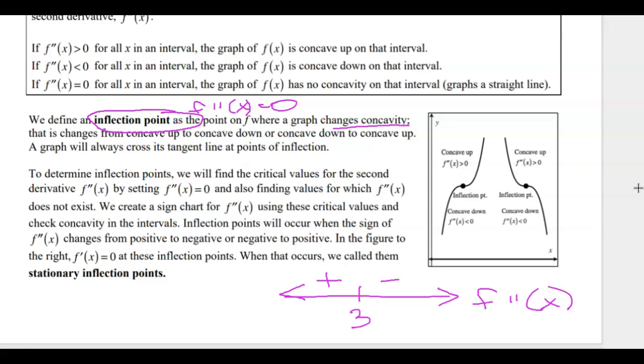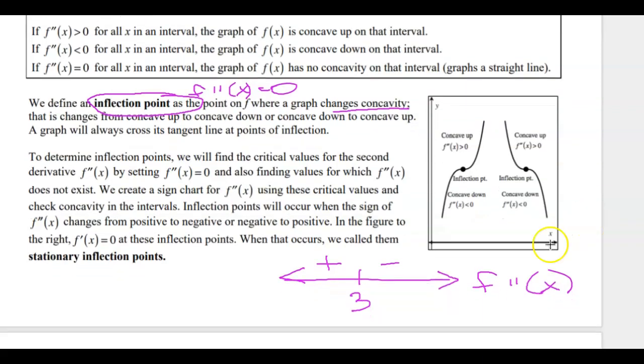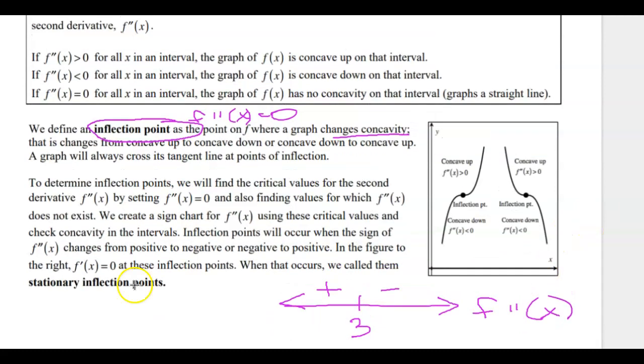Just looking at what this says. In the figure to the right, f prime equals 0 at these inflection points. So you'll notice on the graph where we had our inflection points.